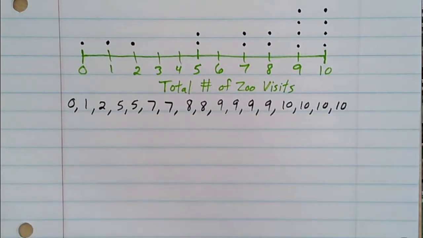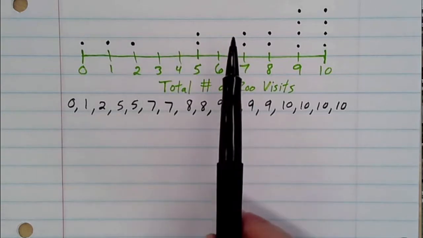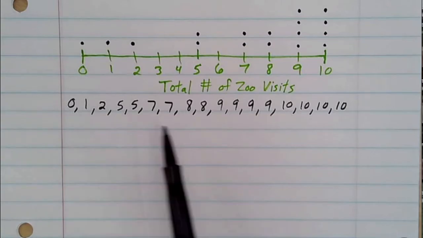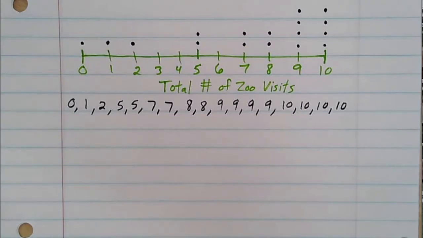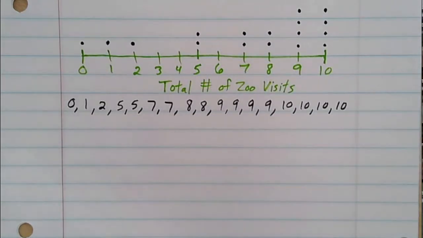And so that lists all my numbers. I can count my dots: 1, 2, 3, 4, 5, 6, 7, 8, 9, 10, 11, 12, 13, 14, 15, 16, 17, and make sure that I have that many numbers there to represent my dots. So these numbers that are in black are representing the dots up there on the dot plot.